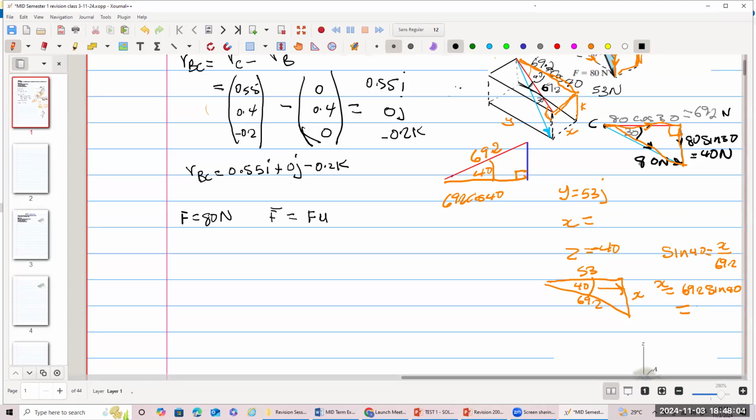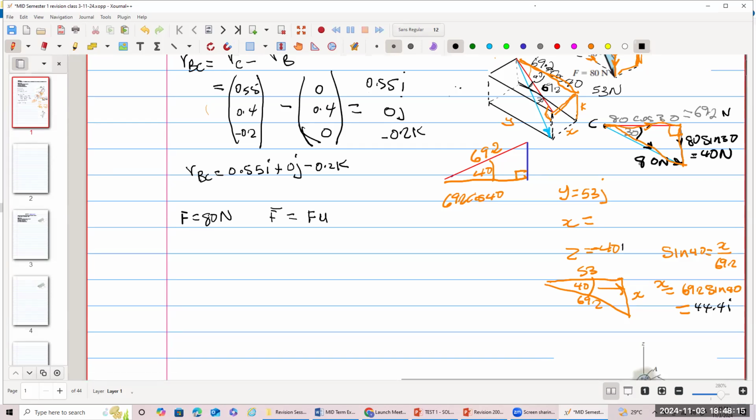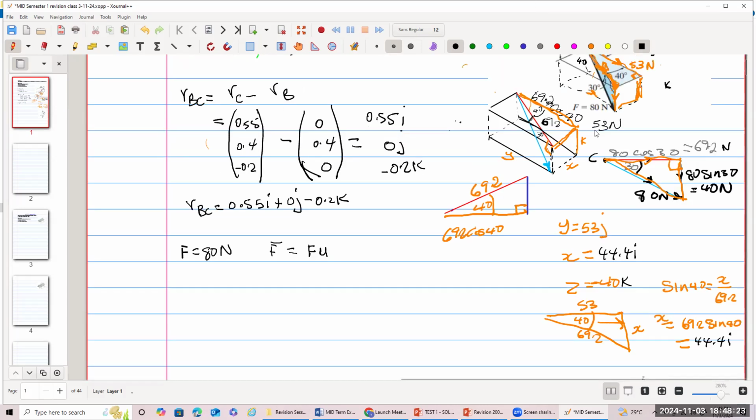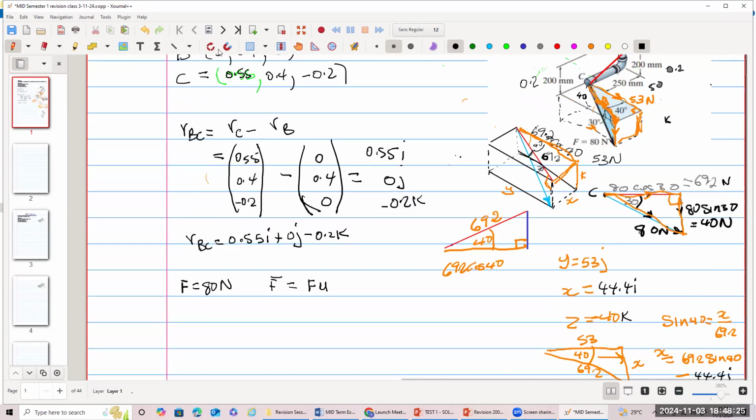So this works out to be 44.4 i. Do you agree with that? So this was k, and this is now 44.4. Who doesn't get that? Should I go over that again? It might be a little bit messy. Can I go over it? Is everybody all right with that? Who still doesn't see it?